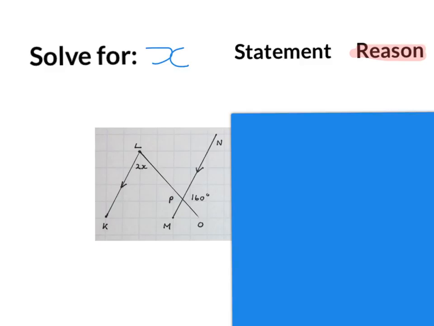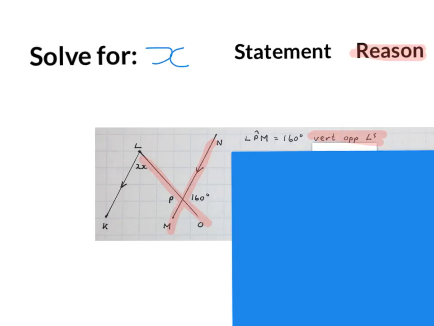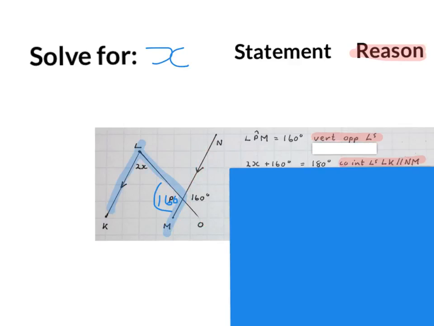In the next problem, they say again, solve for x. One way of writing it is to say angle LPM is equal to 160 degrees, vertically opposite angles. That angle over there is equal to that angle over there, LPM. Then one way to go on is to write 2x plus 160 degrees equals 180 degrees, co-interior angles, KL parallel to NM. Because those two lines are parallel, that will form co-interior angles. So that one plus that one will add up to 180. Co-interior angles, because the lines are parallel, they will add up to 180.